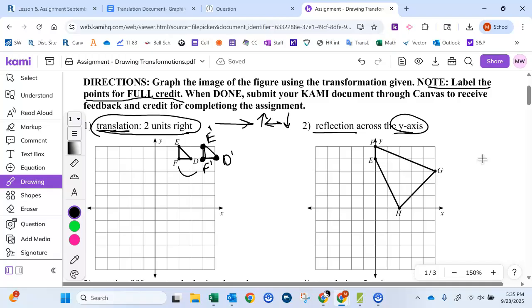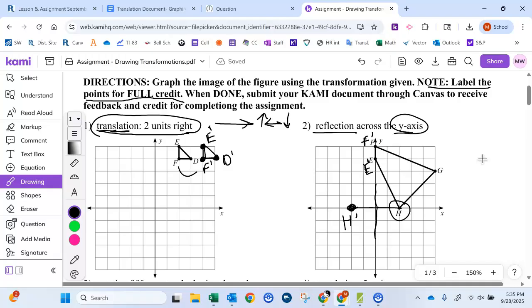So let me start with the easy one first. I'm going to take H. Again, it's over the y-axis, right? So it goes 1, 2 this way, so it would have to go 2 this way. So that's H prime. Okay, E is a little bit tricky, but it's right on the y-axis, so it's 0 away from the y-axis, so it stays right there. So I could go maybe E prime. Same with F. F is in the same spot, so it's a little bit tough there.